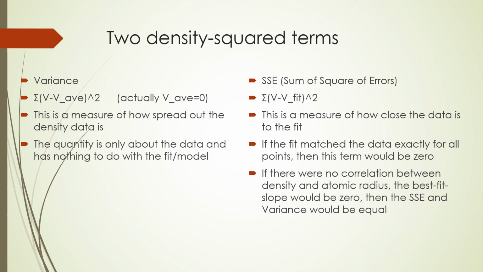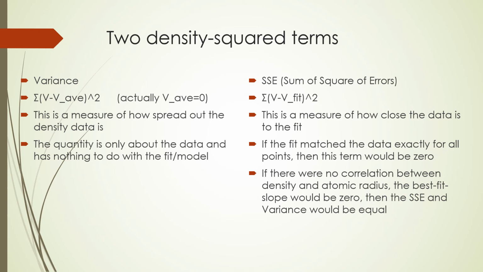Note that this has nothing to do with the model or the fit, it's just a measurement of the data itself. The other density squared term was this sum of square of errors. We took the v points and subtracted off the fit for that point, squared that, and summed that. This was a measure of how close the data and the fit are. If the data and the fit matched exactly, then the v and the v fits would be equal and the term would be 0.